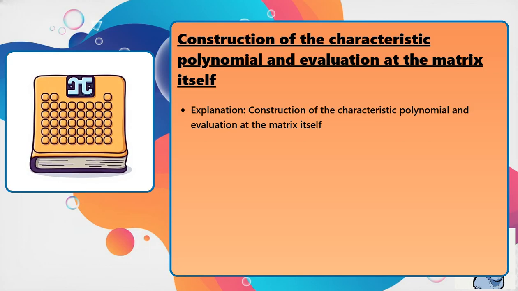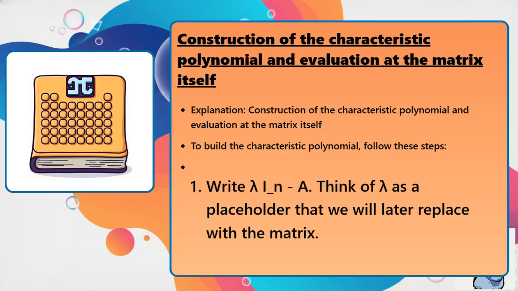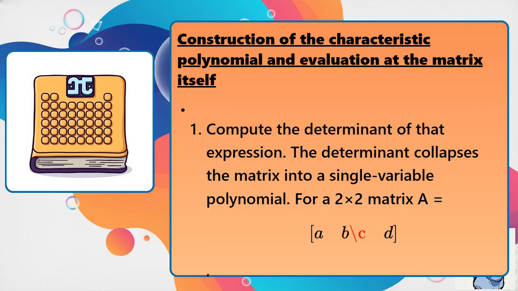Explanation: construction of the characteristic polynomial and evaluation at the matrix itself. To build the characteristic polynomial, follow these steps. Step 1. Write λI_n − A. Think of λ as a placeholder that we will later replace with the matrix. Step 2. Compute the determinant of that expression. The determinant collapses the matrix into a single variable polynomial.